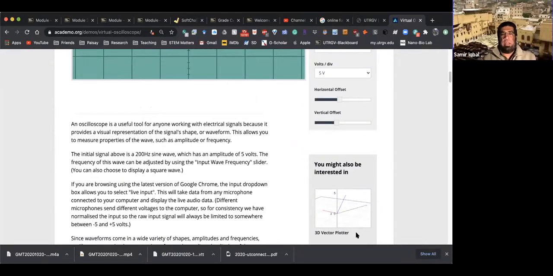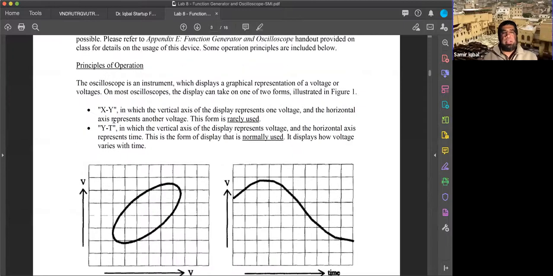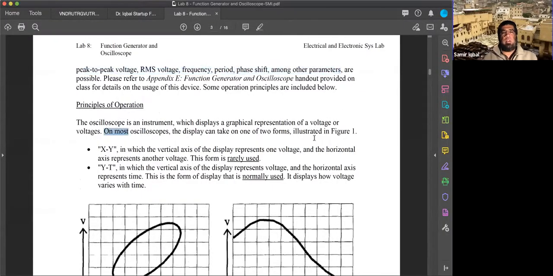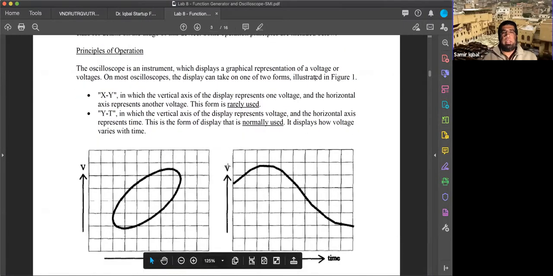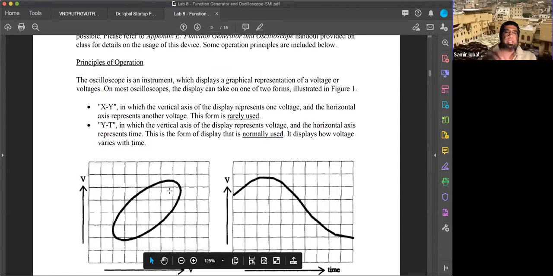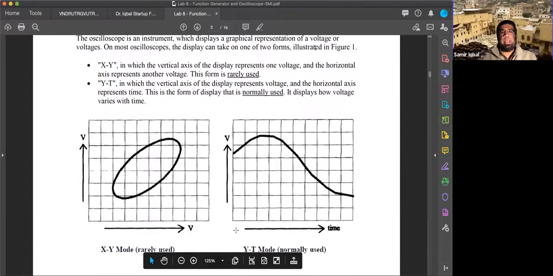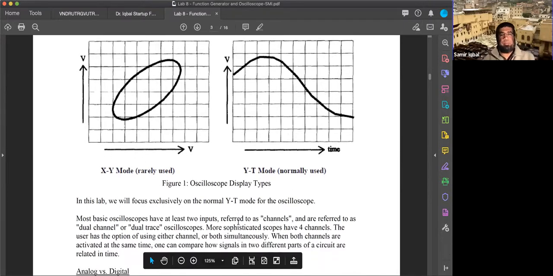All right, let's go back to the handout, go through some basic theory, and then we'll get to the lab. So what does an oscilloscope do? Like shown here, it can be a continuous signal, or it may be a signal where we have two voltages, so then you would see the relationship between each other. But more often we have voltage versus time. So we have the signal with respect to time that gives us how that signal is changing.